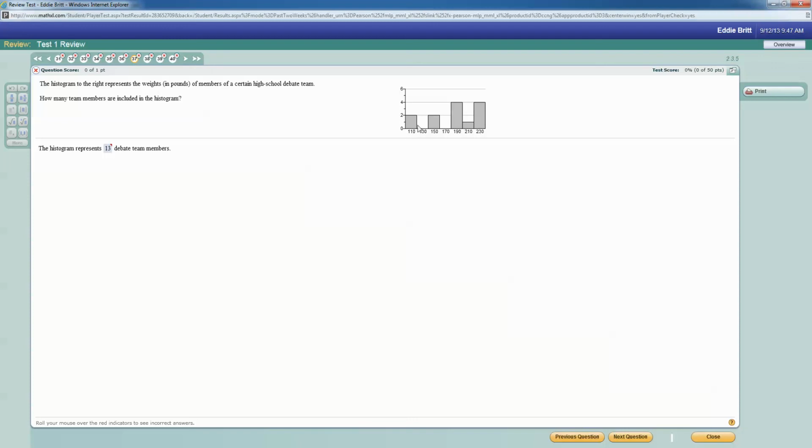So add up all those numbers. So 2 plus 2 is 4. Plus 4 is 8. Plus 1 is 9. Plus 4 is 13.